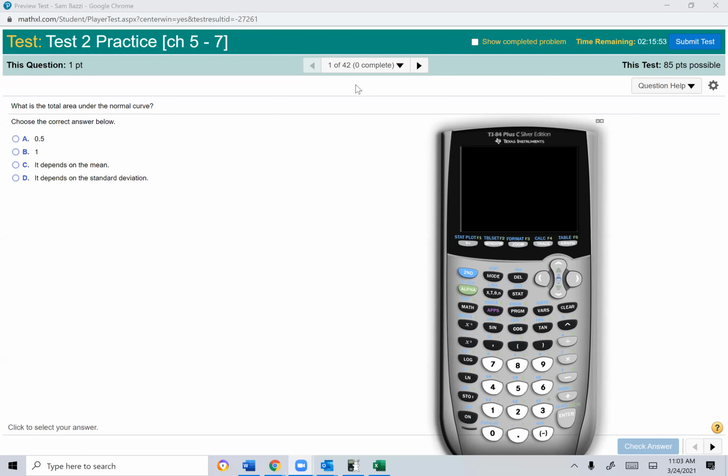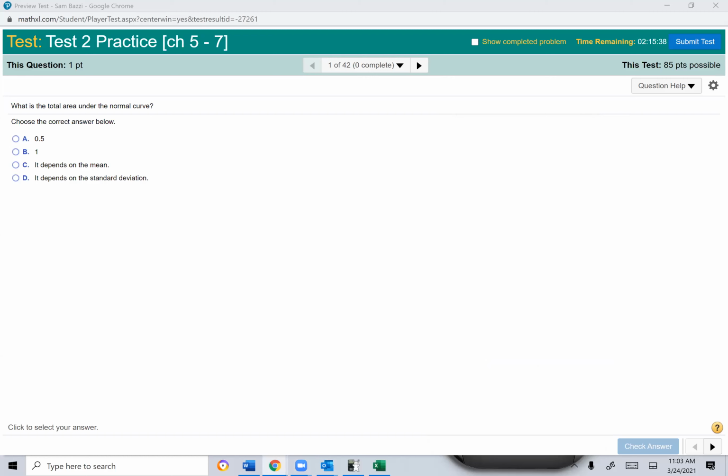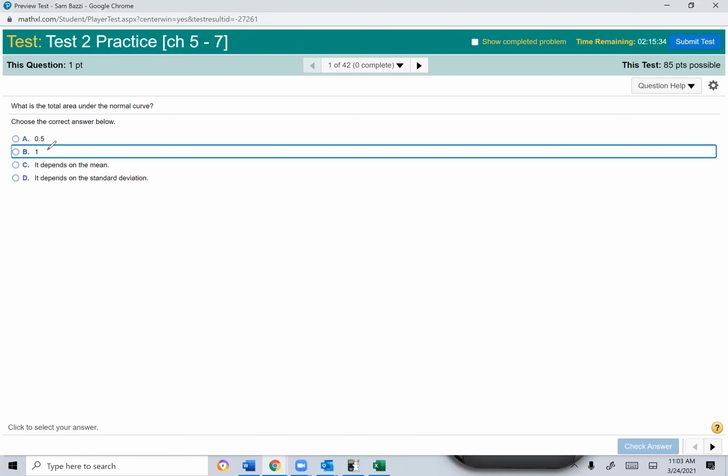Okay, total area under the normal curve, guys. What's the answer? We should know that from chapter 5. Always the total area under the curve is what? Any response? 1. 100%. Yeah. Next question. See, how long does it take to answer this question? It shouldn't take long. It's just a few seconds and you can move on to the next question. Next one.